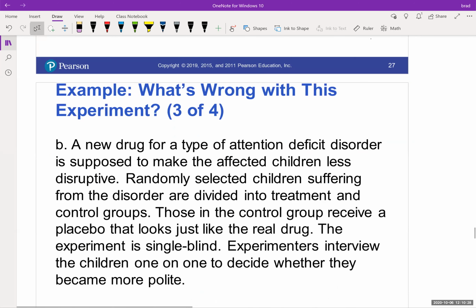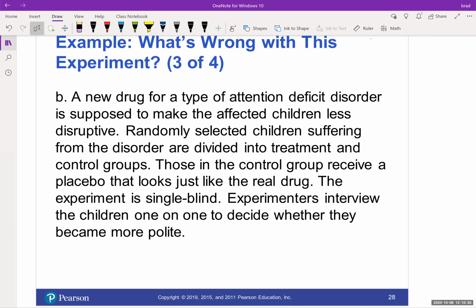And then for this one, it says a new drug for a type of attention deficit disorder is supposed to make the affected children less disruptive. Randomly selected children suffering from this disorder are divided into treatments and control groups.